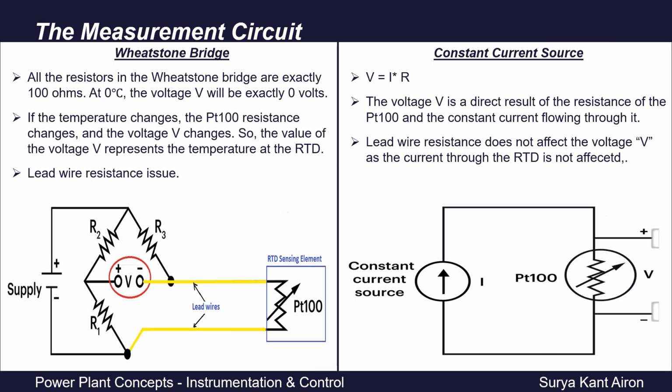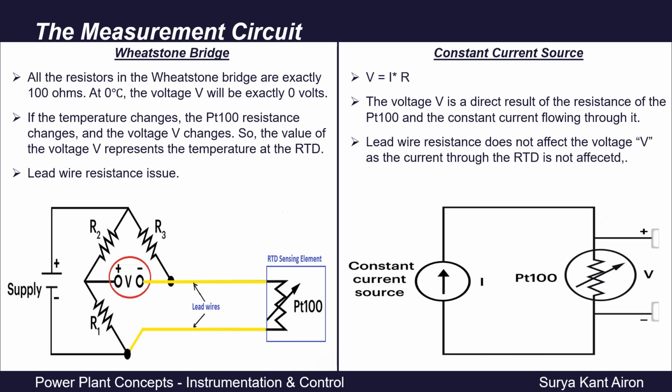Now, interestingly, we have two types of measurement circuits available to measure temperature from this change in resistance. One is the Wheatstone bridge and the second is the constant current source circuit.